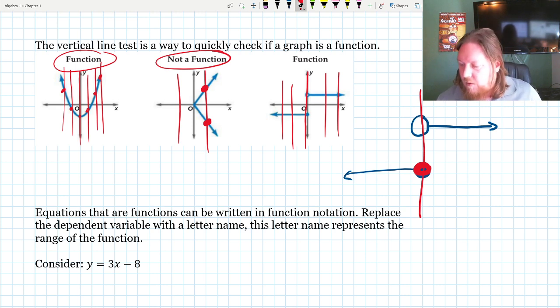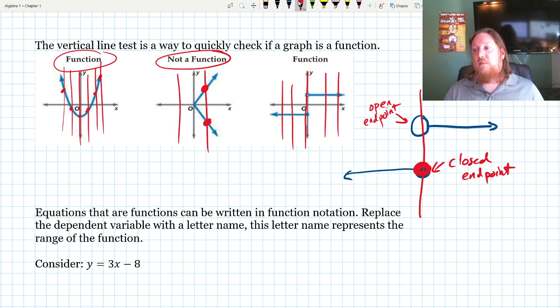So this is called an open endpoint. And if a vertical line goes through an open endpoint and a closed endpoint at the same time, then you're okay. It's still a function. It's when it goes through two points of the graph at the same time and one of them isn't open, that's when you've got a problem.